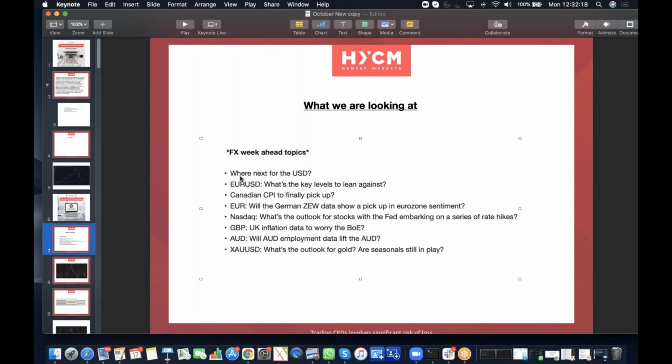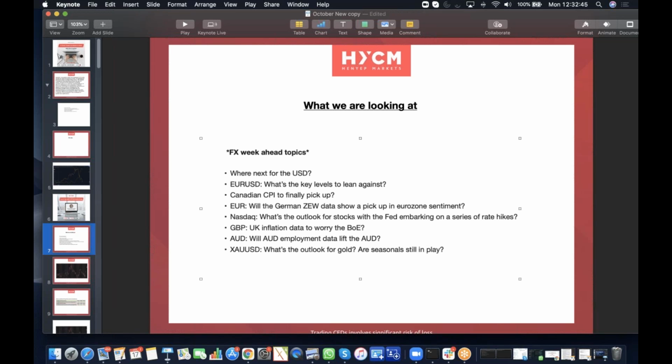So what we're looking at: we're going to be looking at the dollar, the Euro-US dollar, and we'll also be looking at some of the Canadian CPI data, the German ZEW data, what's going on with Nasdaq, particularly with tech stocks and expectations of Fed rate hikes. We're looking at the pound, UK inflation data, speaking to a journalist about that this morning, as well as the Aussie and the outlook for gold. So that's the kind of headlines we'll be looking for.